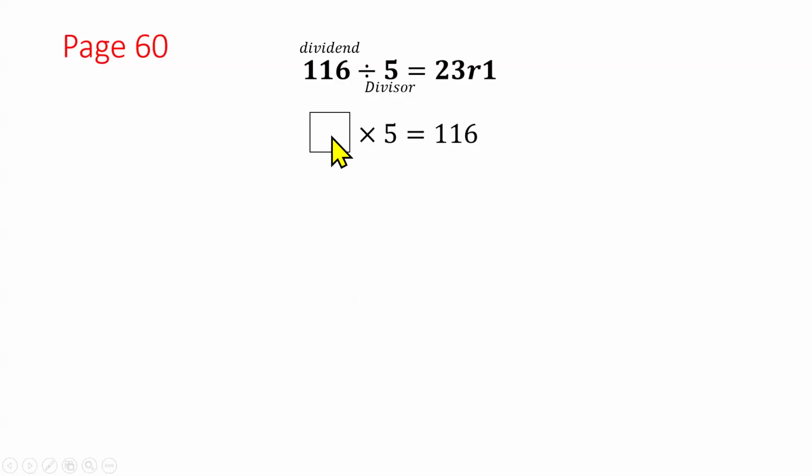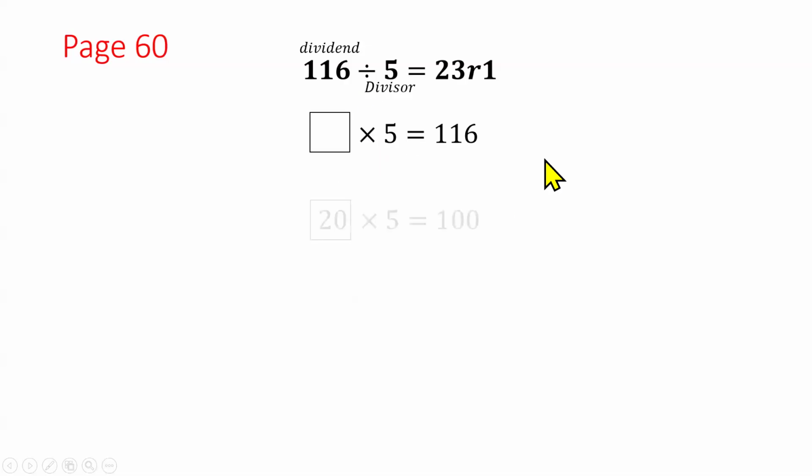multiplication. Because if I put a number here, it must be smaller than 116. I don't know, we shall think about which number we shall choose, okay? If I multiply it by 5, it will give me 116. 116 here is the dividend, the bigger number. So when you have such a question, you bring the bigger number to the other side, you bring down the 5, and change the division into multiplication.